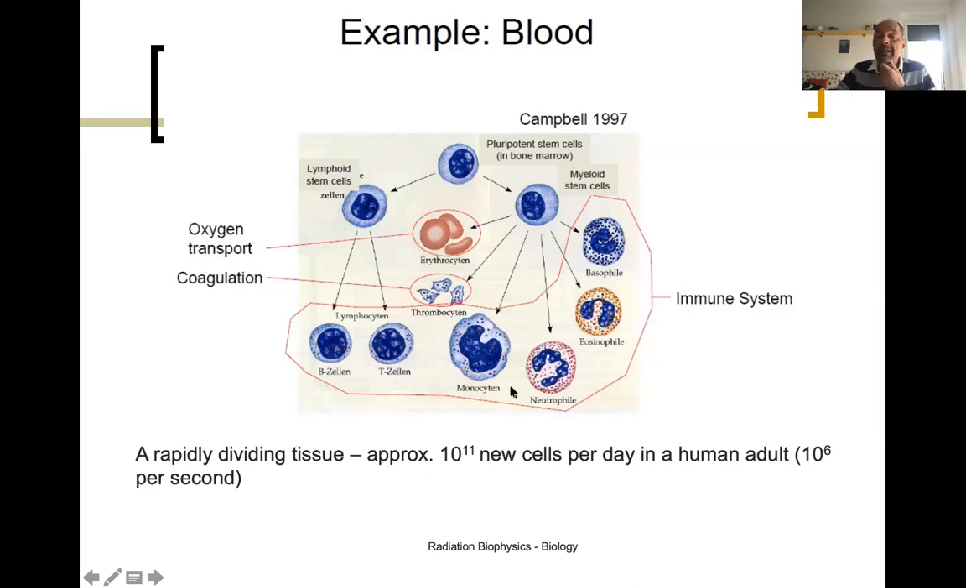These cells are essential for the immune system. This is a very rapidly dividing tissue. We have approximately 10 to the 11 new cells per day in a human adult, which means 10 to the 6 per second. Every second we make 1 million new blood cells.